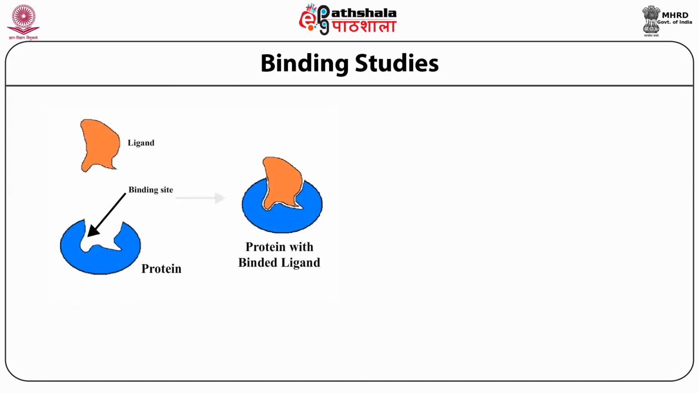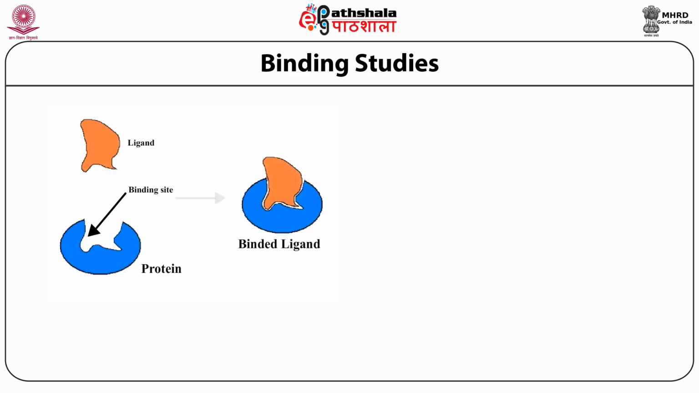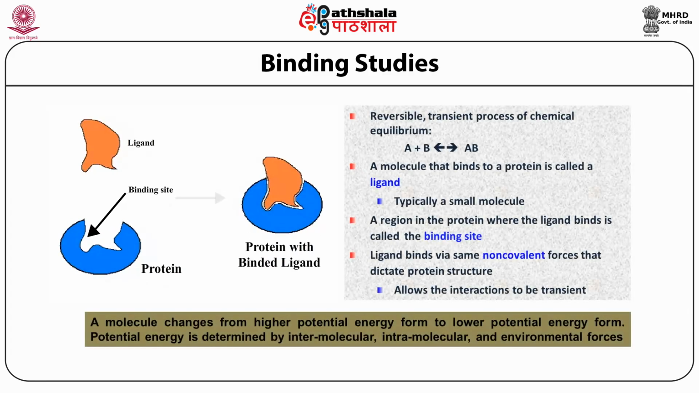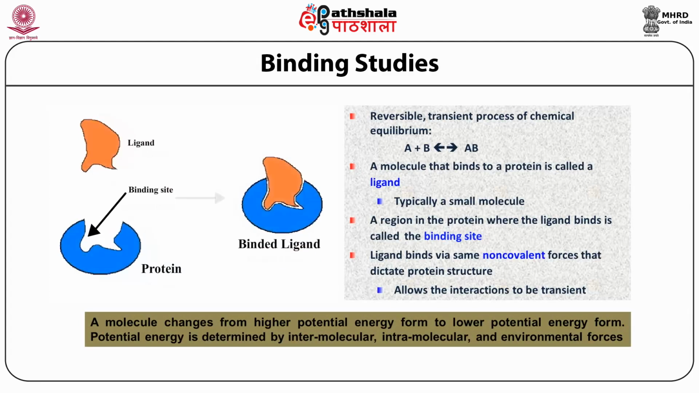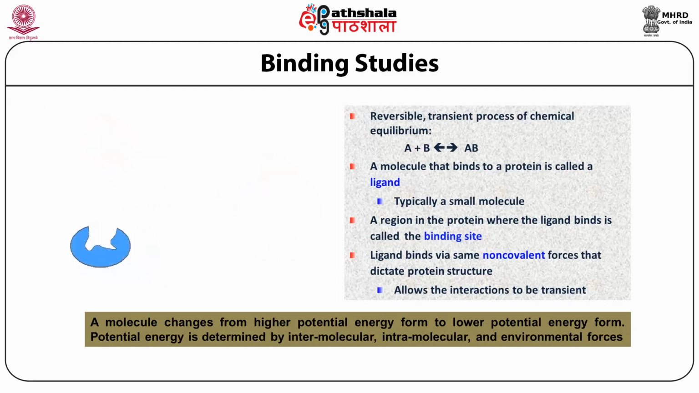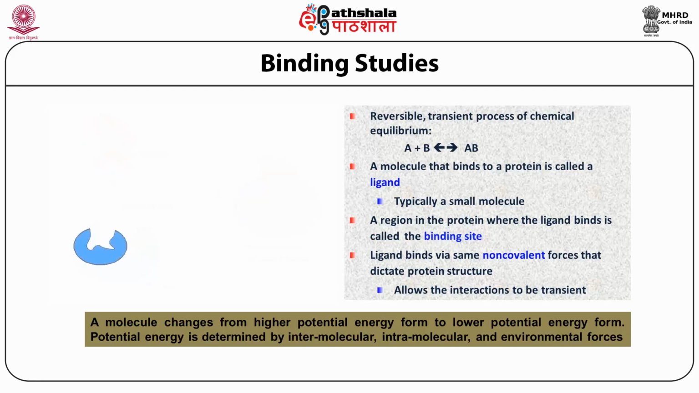You can see here the protein, simply the receptor, is of bigger size, where the ligand can bind, and this model is showing how the ligand binds to the protein molecule. So it is a reversible, transient process of chemical equilibrium between A and B that leads to the formation of the AB complex. A and B refer to the protein and ligand respectively. The molecule that binds to the protein is called the ligand, typically a small molecule. The region in the protein where the ligand binds is called the binding site, and the ligand binds via non-covalent forces that dictate the protein structure and allow the interactions to be transient.